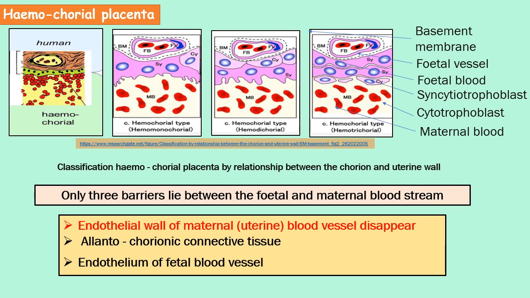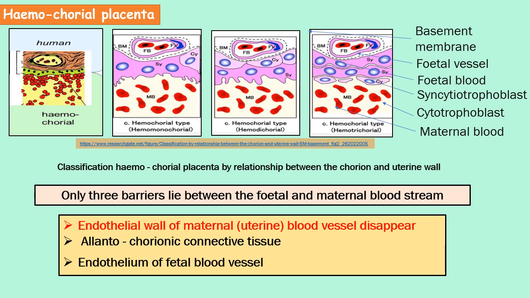They may be classified again into hemomonochorial type of placenta found in primates, hemodichorial type of placenta found in rabbits, and the hemotrichorial placenta, which are found in rats and mice, according to 1, 2, and 3 trophoblast layers respectively.